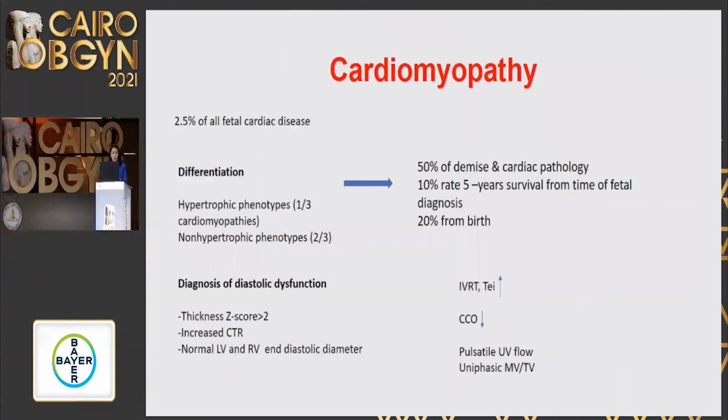Cardiomyopathy makes up 2.5% of all fetal cardiac disease and can be hypertrophic and non-hypertrophic, but it is also related to high intrauterine demise and a low rate of 5-year survival. And we can also find diastolic dysfunction. In these cases, we can find a high myocardial performance index, prolonged isovolumic relaxation time, and very low combined cardiac output.